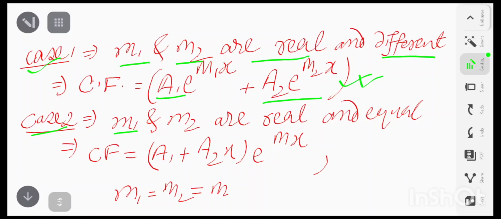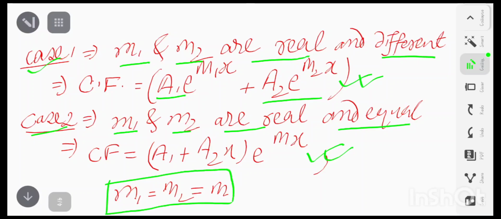In that case, the complementary function will look like (a1 plus a2x) into e to the power mx, and we have taken m1 and m2 equal to m. Okay, so these are the two cases.